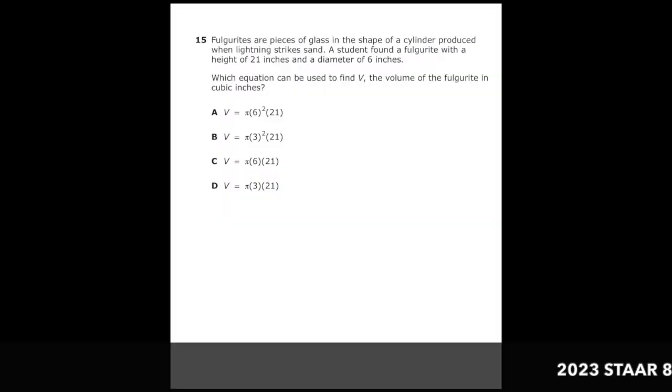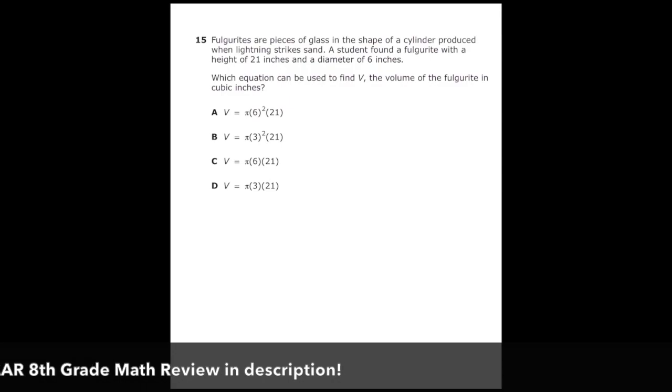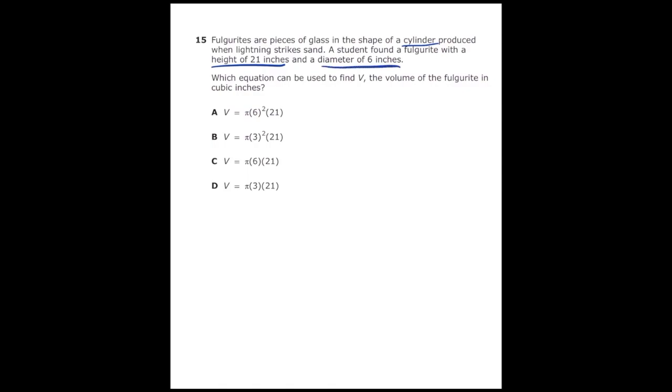This is number 15 from the 2022 8th grade math STAAR test. Fulgurites are pieces of glass in the shape of a cylinder produced when lightning strikes sand. A student found a fulgurite with a height of 21 inches and a diameter of 6 inches. Which equation can be used to find V, the volume of the fulgurite, in cubic inches?